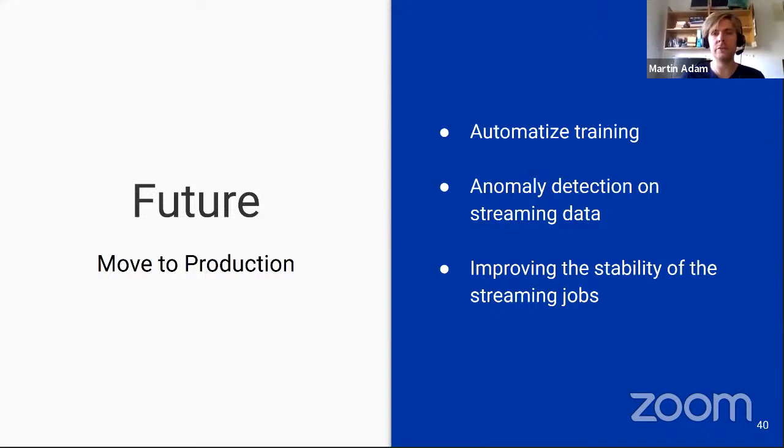Now, in the future, if this were to be used in production, we would have to automate the training, because at the moment I was doing the training manually, and especially selecting the times where the cluster was running stable by hand and then training the model then. We would also have to port the algorithms to do anomaly detection on streaming data. And we will have to improve the stability of the streaming jobs, because they were quite large and the stability wasn't great. I had to keep an eye on the run more or less all the time.